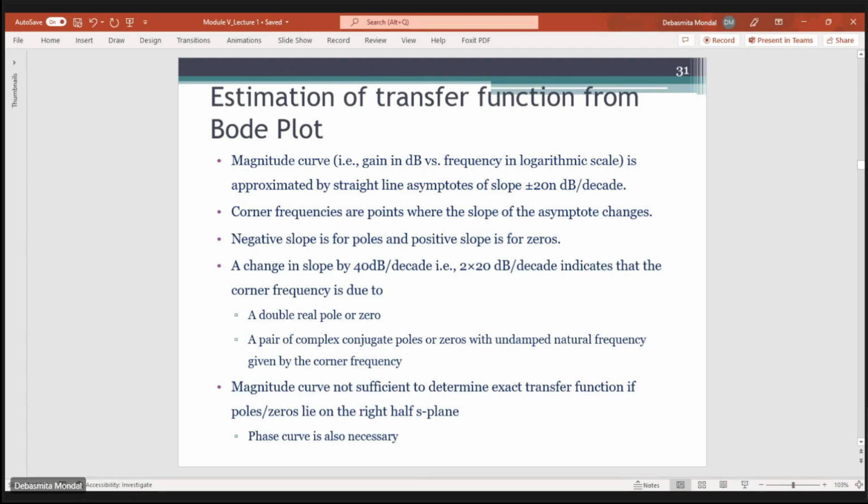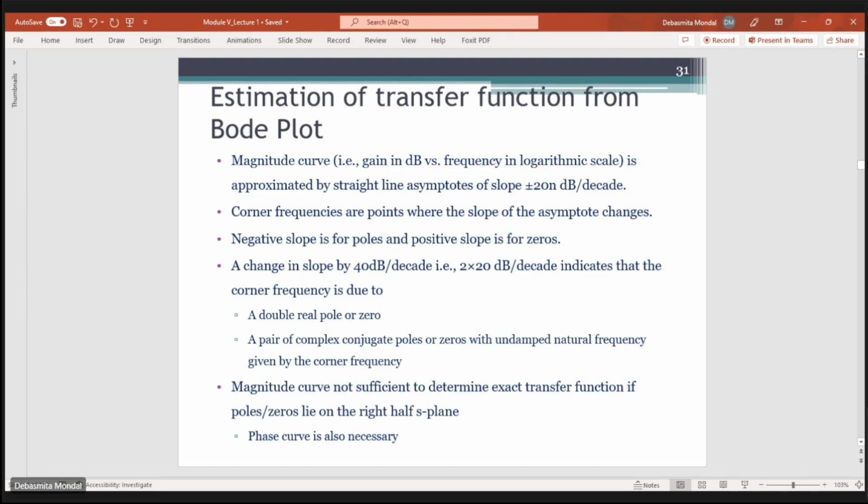As we already know, the magnitude curve, that is the gain in dB versus the frequency on a logarithmic scale, can be approximated by straight line asymptotes. The slopes of the straight line asymptotes are given by plus or minus 20n dB per decade, depending on whether you have a single pole, a complex conjugate pole or zero, depending on what kind of poles and zeros you have in your system. The corner frequencies are the points at which the slope of the asymptote changes. Negative slope is for poles and positive slope is for zeros.